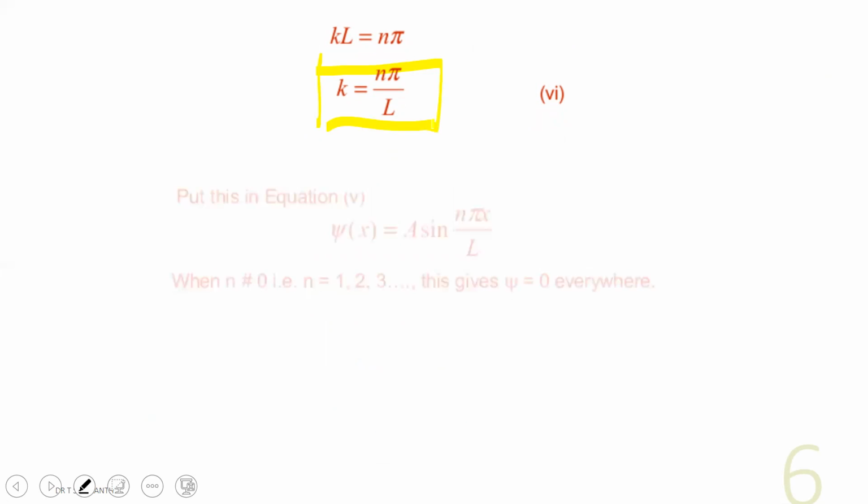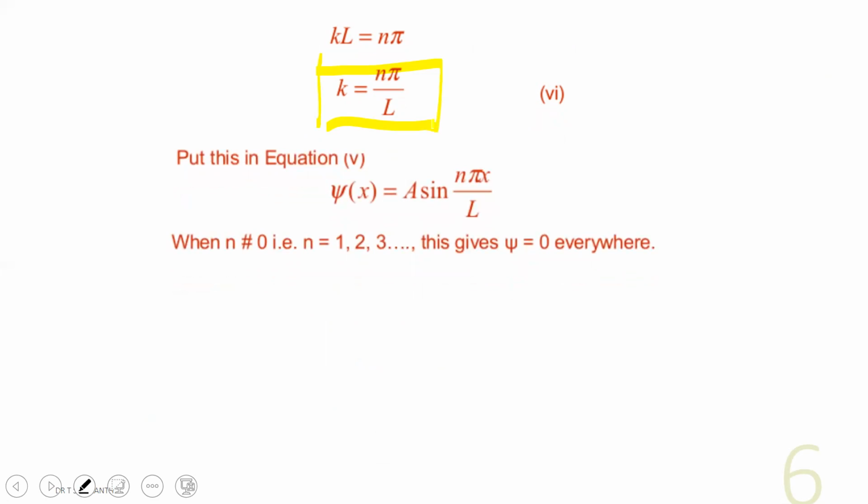After this equation, we are writing this K value in the wave function. So psi of x is equal to A sin n pi x by L, where n is not equal to 0, but n is equal to 1, 2, 3, and so on.